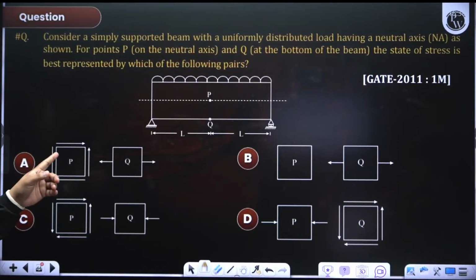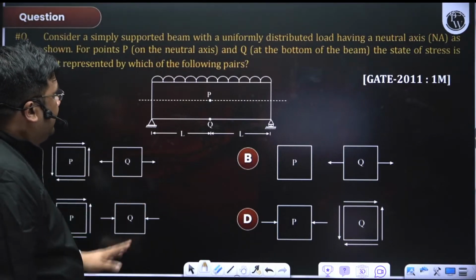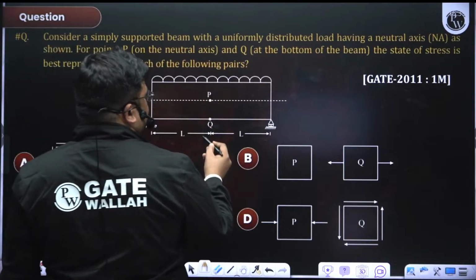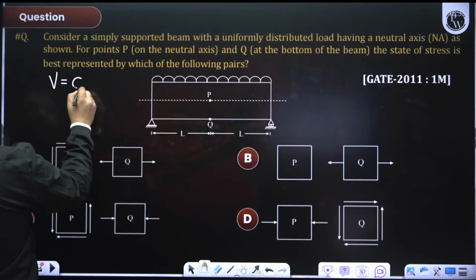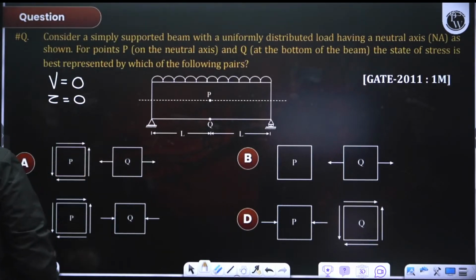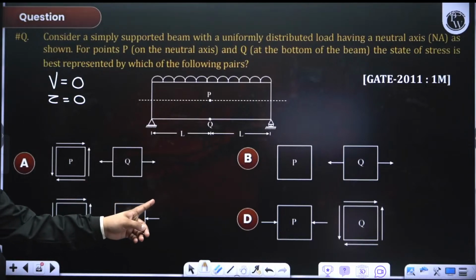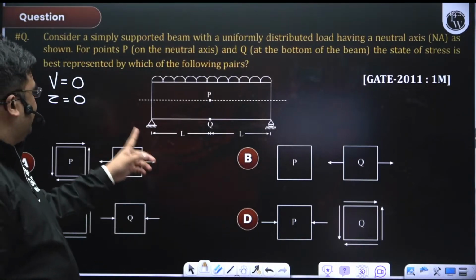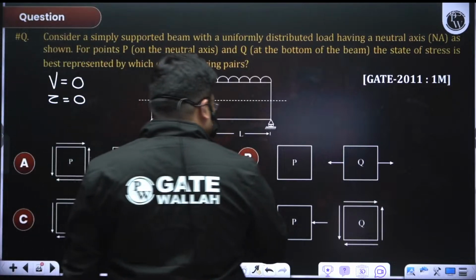You have to find out the state of stress. See, this is mid-span. So at mid-span, what happens? Shear force is 0. If shear force is 0, shear stress has to be 0 in both P and Q. There is only one option where shear stress is 0 in both P and Q, and that is option B, right?